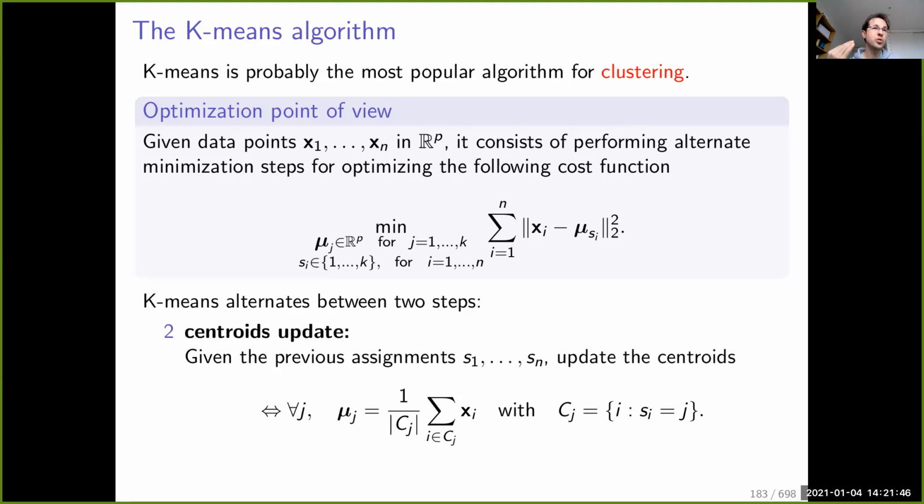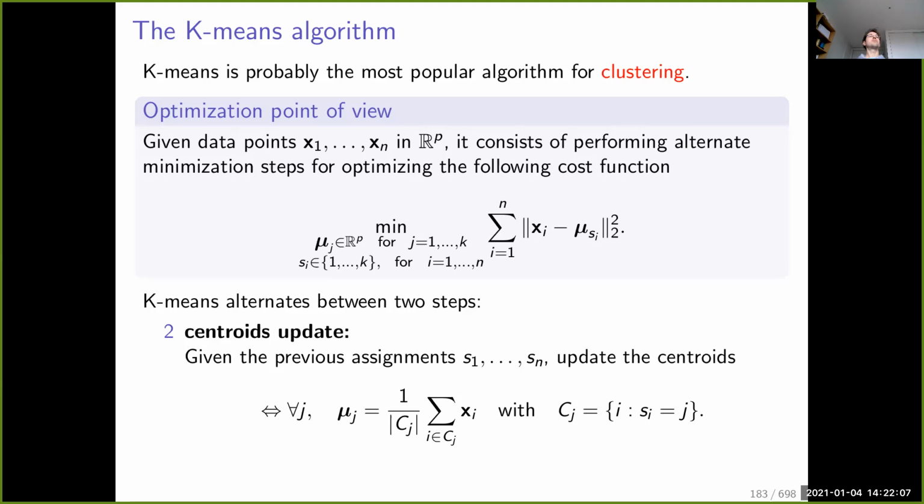It does not guarantee that you are going to find a global optimum, because in fact it can be shown that the problem is intractable. But if you are lucky enough, you are going to find a good local solution. And very often, k-means works relatively well. It's actually probably the most popular approach to cluster data.